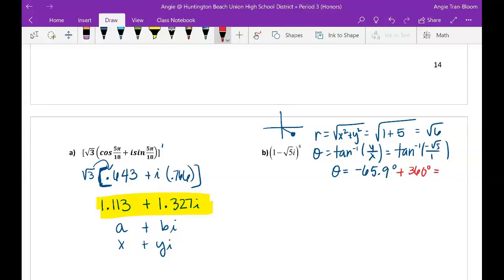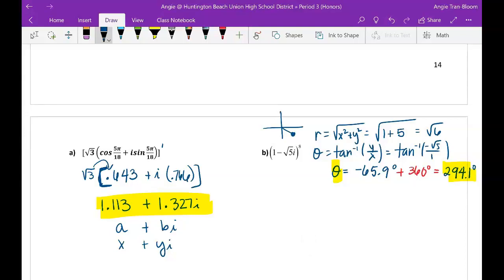Okay, so add 360. So did we end up with 294.1? Okay, so 294.1. So negative 65.9 is the same location in the positive direction. Okay, so we're going to try to use a positive angle. So here we go. So you have this now in the positive angle. Radius is positive. Let's rewrite it.